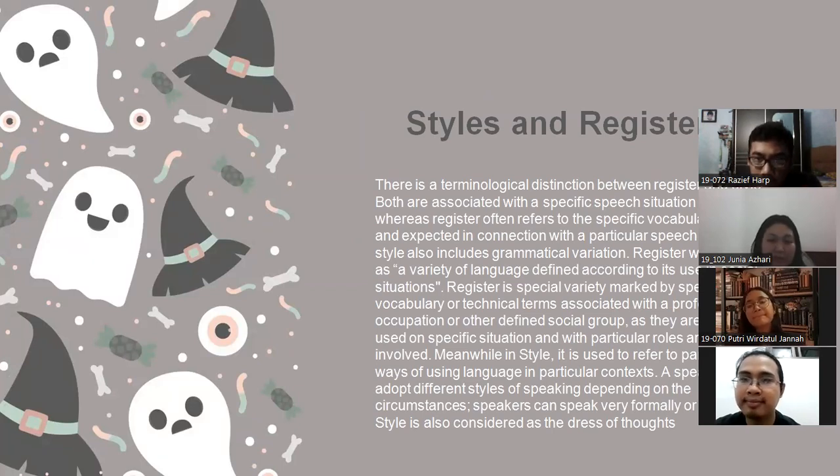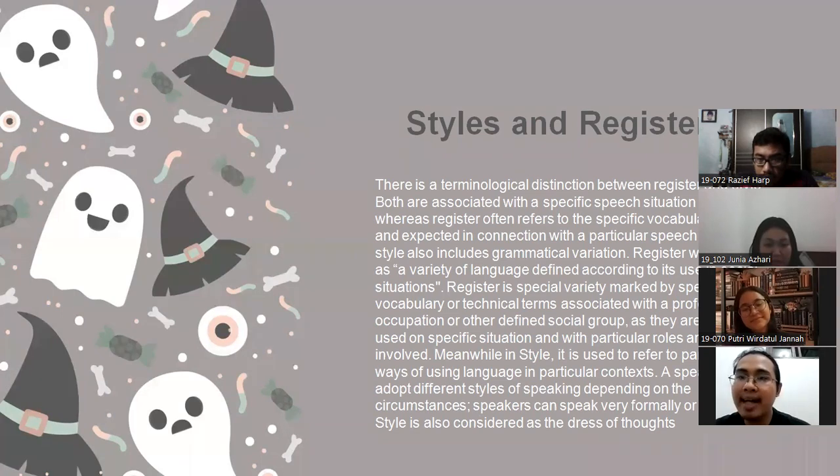Here we have our last topic. It's about styles and register. This topic is going to be explained by Samuel and Junia. Samuel, time is yours. Thank you for your time. I will explain about styles and register. There are terminological distinctions between register and style. Both are associated with specific speech situations, but whereas register often refers to the specific vocabulary chosen and expected in connection with a particular speech situation, style also includes grammatical variations.